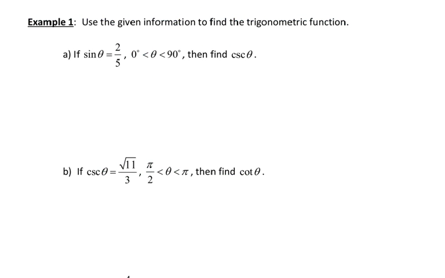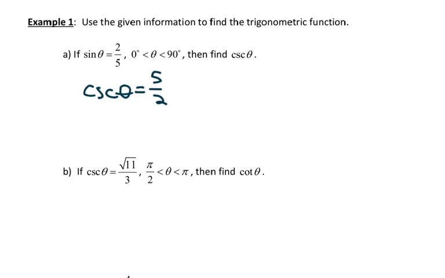The way the textbook attacks example 1 is that they use these Pythagorean identities to help you solve these two particular problems. However, I'm going to go back and do this in a way we've already learned, as a review. So in example 1, if the sine of theta is 2/5 and theta is an angle between 0 and 90, then let's find the cosecant of theta. Well, first of all, this is easy because cosecant is the reciprocal of sine. So the cosecant must be 5/2.